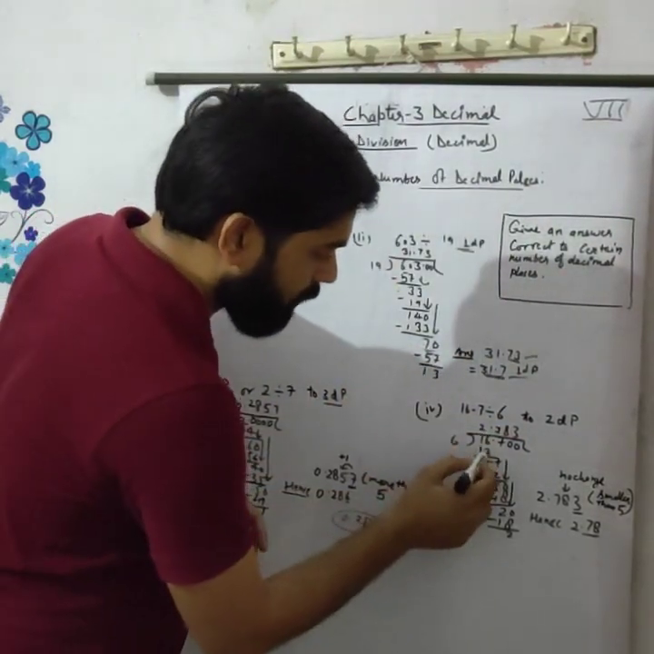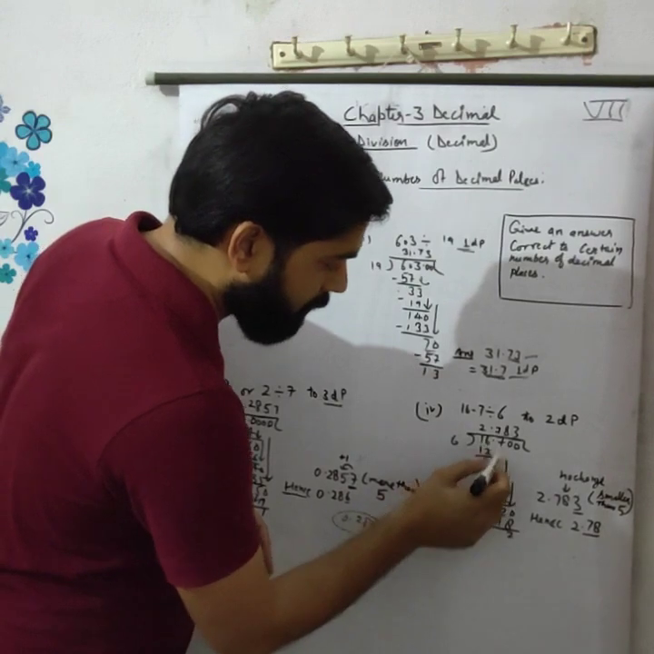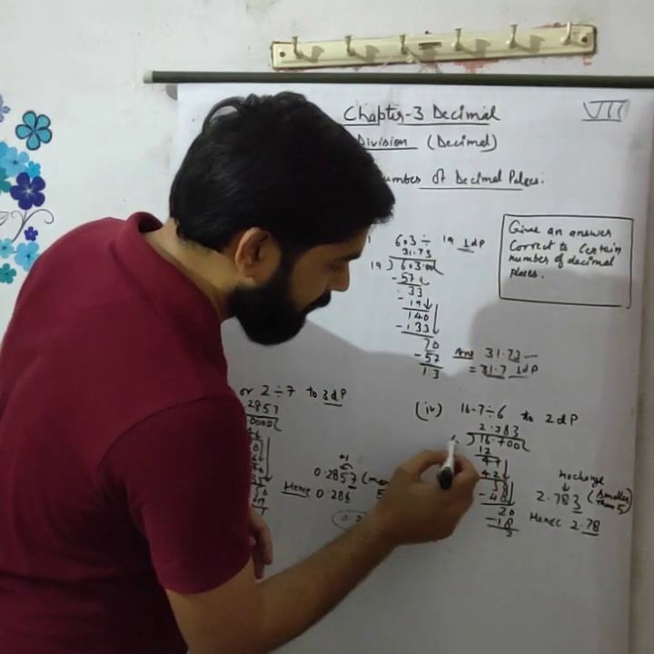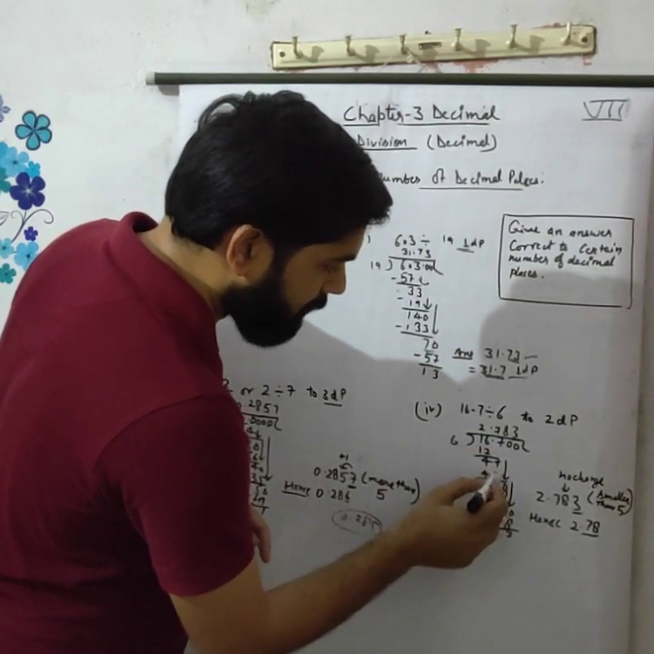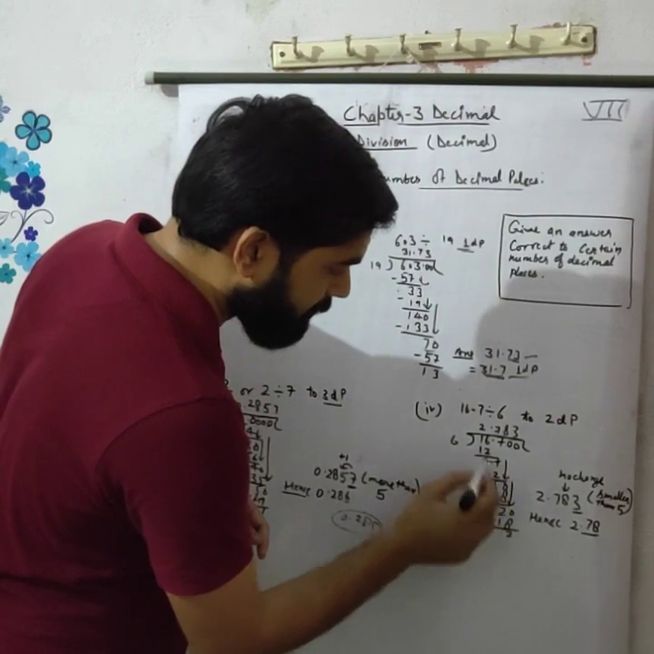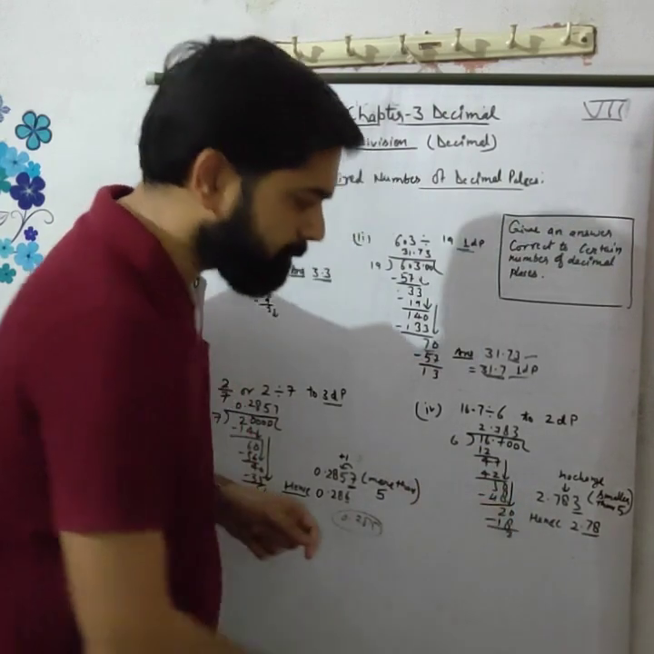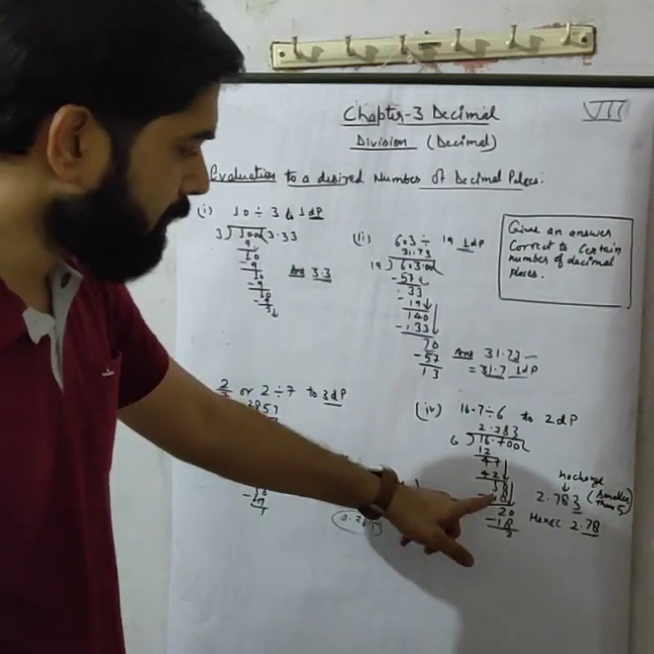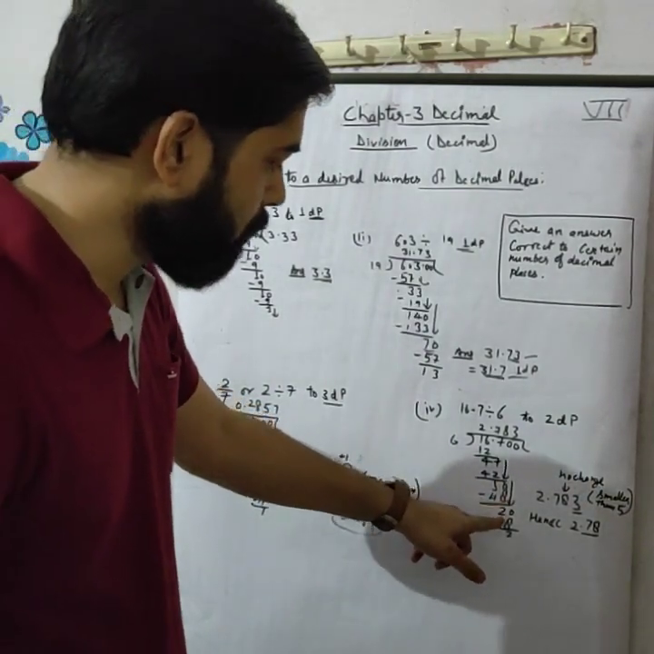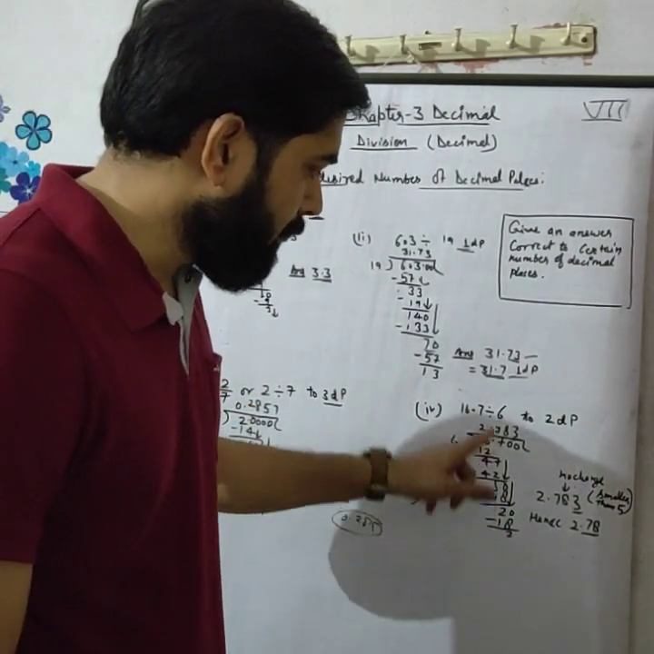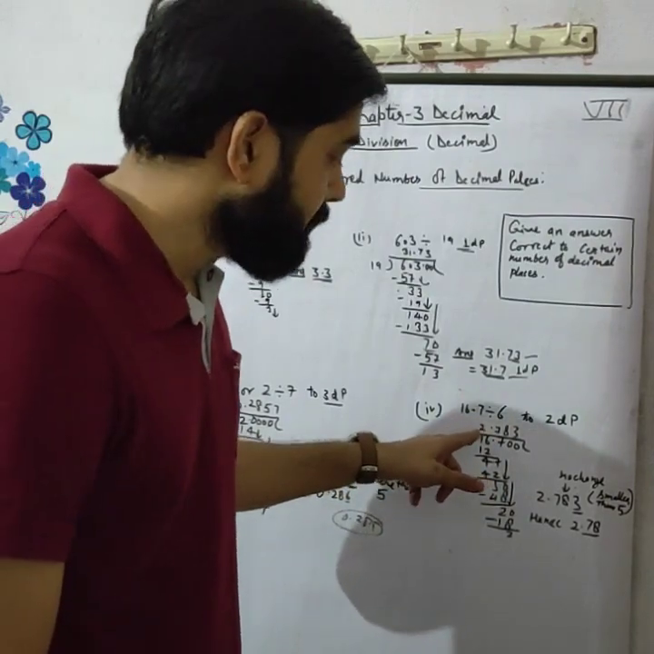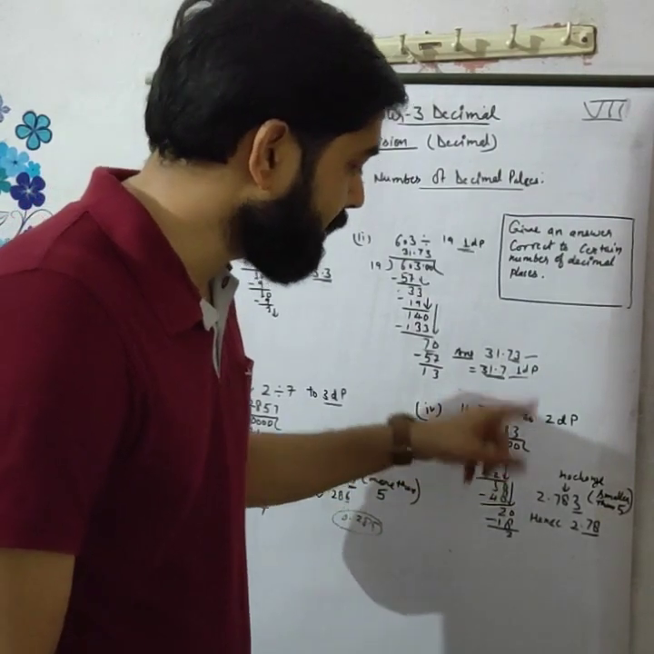So 6 2s are 12. After subtraction, 4. Now we write the 7. 6 7s are 42. Then we write 50 here. 6 8s are 48. Then subtract 48, and 2 remains. Then 18, 2. After the division, what is the answer? 2.783.